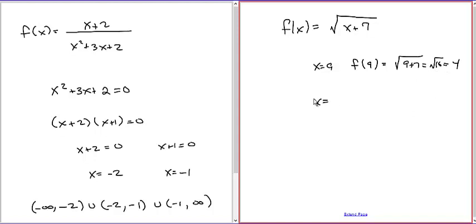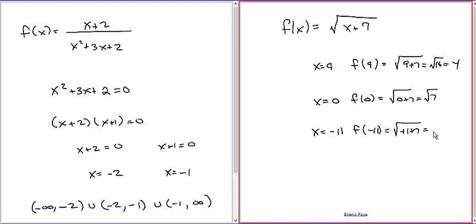But if I were to choose x equals 0, f of 0 would be, well, that would still work. 0 plus 7, you get the square root of 7. But if x equals negative 11, say, and I want to evaluate the function at negative 11, I'd get the square root of negative 11 plus 7, which would be the square root of negative 4. And there is no solution to that. You can't take the square root of a negative number with real numbers and get a real number.